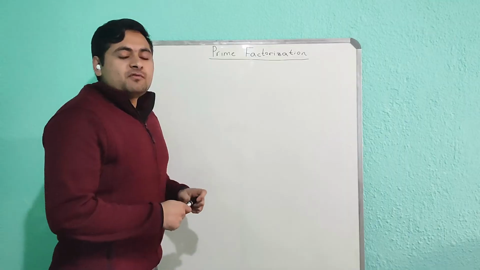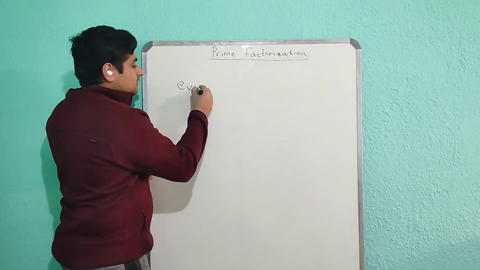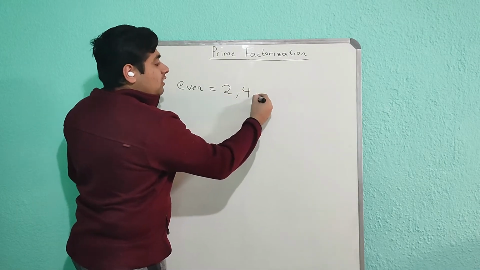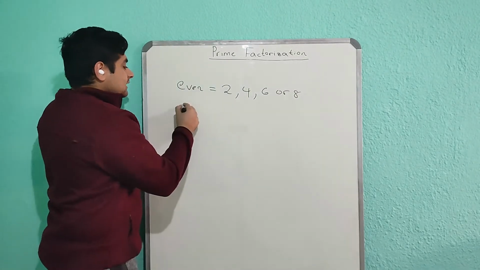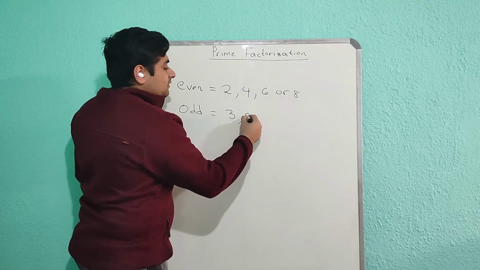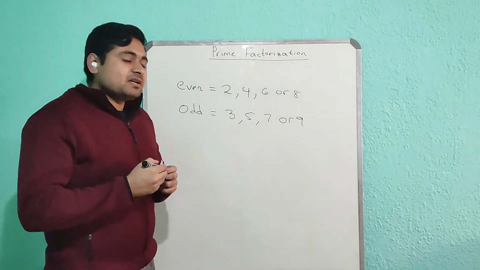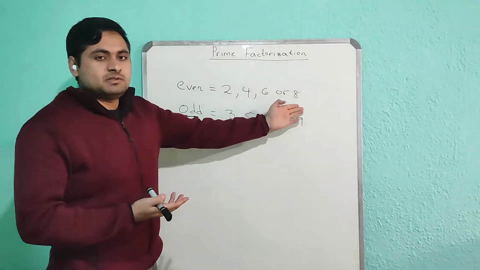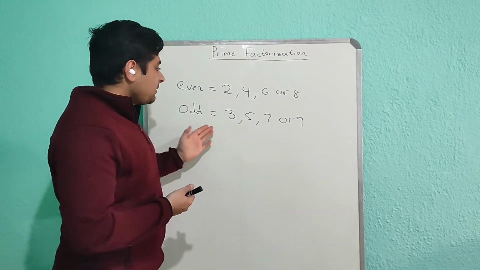So let's begin. Before we start with this topic, it is very important for you to know that if we have an even number, then that can only be divided by either 2, 4, 6 or 8, correct? But if we have an odd number, then that can be only divided by 3, 5, 7 or 9, right? So you know, even numbers end with 2, 4, 6 or 8. So they will only be divisible by these numbers, and odd numbers end with 1, 3, 5, 7 and 9. So they will be only divisible by these numbers.